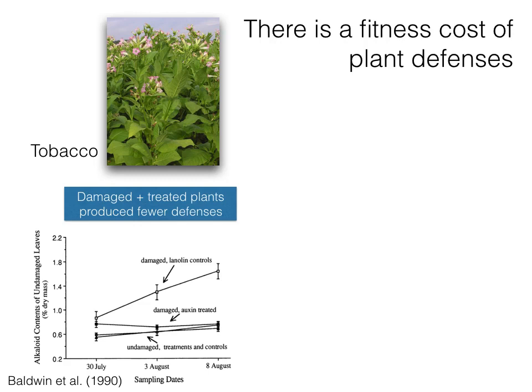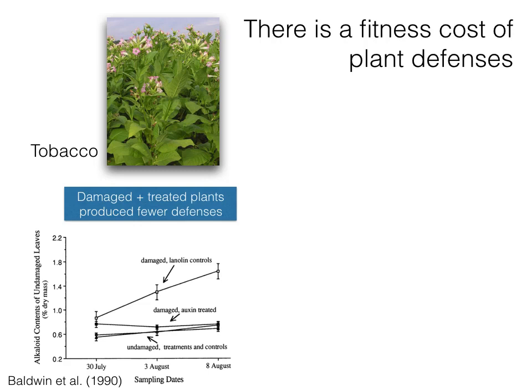But in the plants that were damaged, that were the controls, those are the lanolin controls, and lanolin is just a material that was a vehicle that they used to apply the auxin to the plants. They applied the lanolin without the auxin. They were able to show that when the plants were damaged, they did have an increased defense response in the production of these alkaloid chemicals. So this was basically the way that they established that applying auxin would actually reduce the defense response.